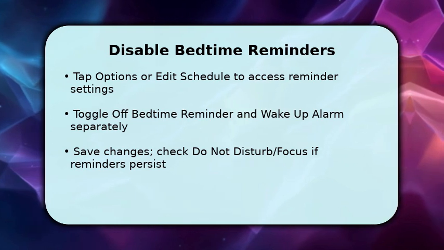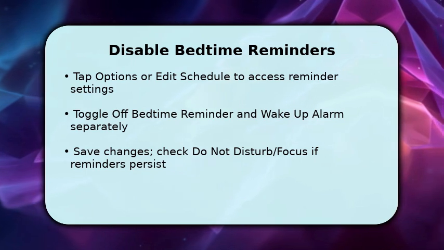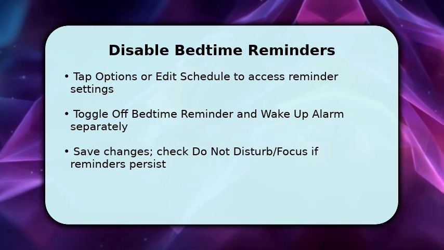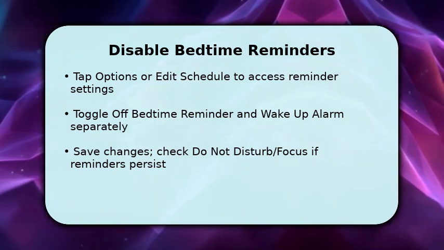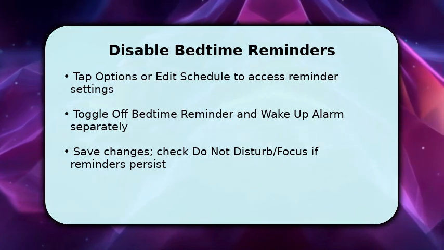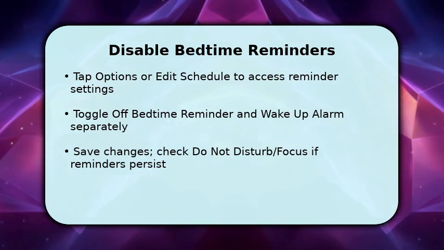This stops the pre-bed notification. Make sure you also review the wake-up alarm and turn it off if unwanted. They are independent. After changing switches, tap Done or Save to commit settings. If you use Focus or Do Not Disturb automations, make sure they aren't recreating notifications. Disable any automation tied to sleep if necessary.